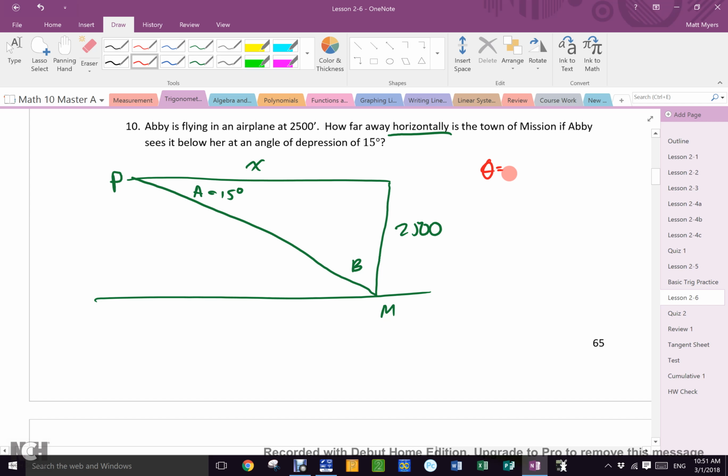What is it? 15. Once you have theta set up, here's Abby. I'll give her some ponytails because she's a girl. There we go. They look like bug antenna. Just because I'm a bad artist doesn't mean you need to be hurtful.